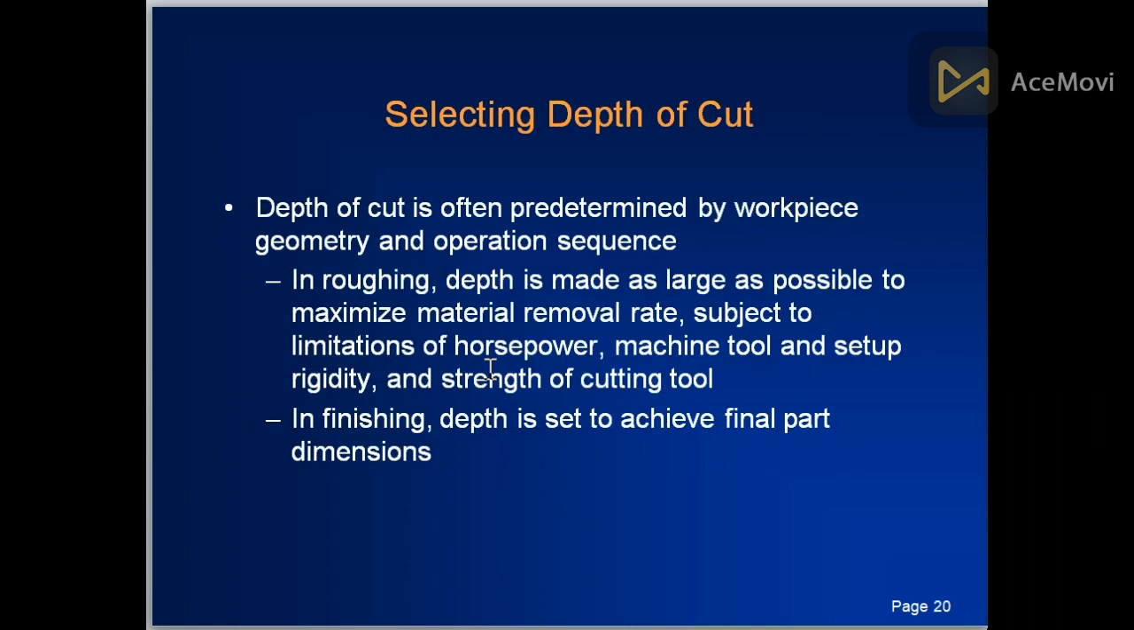Selecting depth of cut. Depth of cut is often predetermined by workpiece geometry and operation sequence. In roughing, depth is made as large as possible to maximize material removal. Also, the horsepower of the machine is a limitation, but our target is to achieve high removal. Machine tool and setup rigidity and strength of the cutting tool sometimes also affect the depth. In finishing, depth is set to achieve final part dimensions.